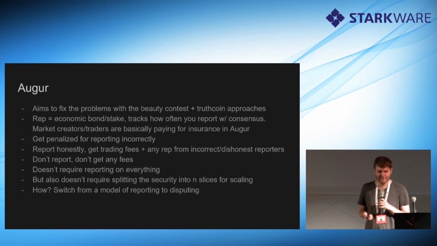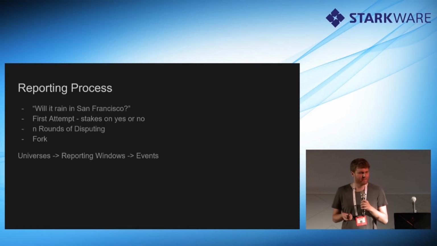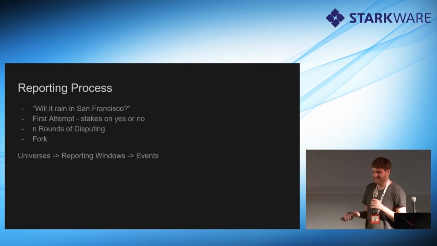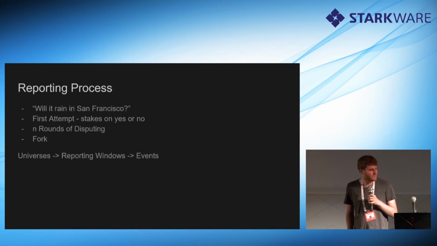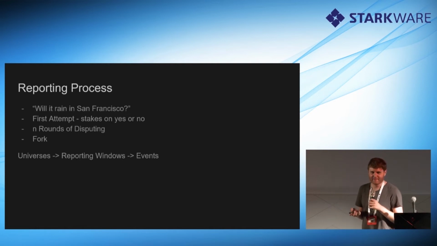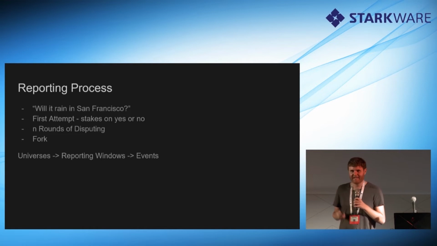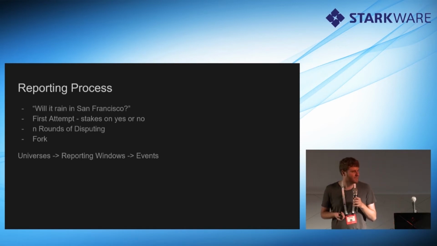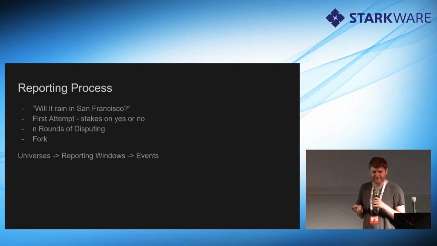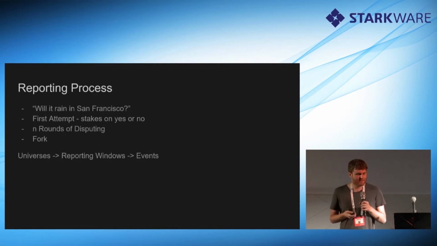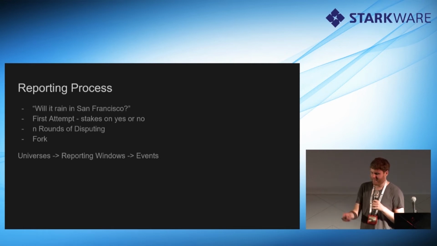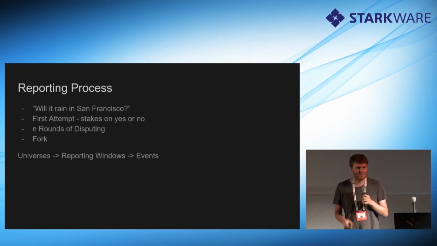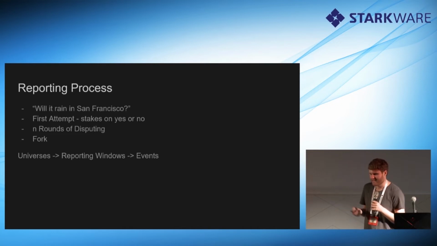The way it does this is it switches from a model of reporting on everything to disputing. So you can envision a question like, will it rain in San Francisco? You have a first report where it could just be a centralized person who throws the report on the market and says yes or no. And then there are n rounds of disputing where people successively stake higher and higher amounts of collateral on either side. Eventually, if it's disputed a bunch and a large amount of the rep supply is locked up in a specific market, then the network can actually fork into different universes. If the market became very contentious over rain, you can envision a universe where yes, it rained, and another universe where no, it didn't.